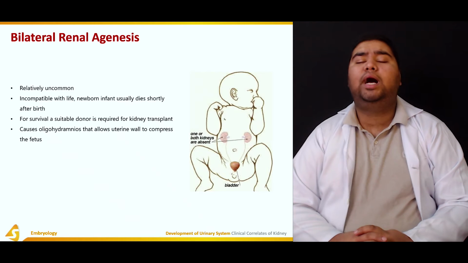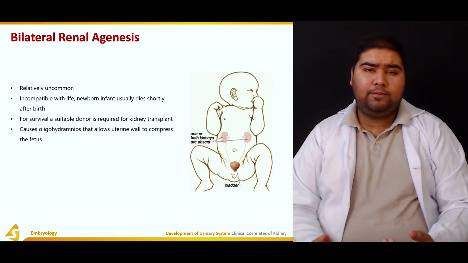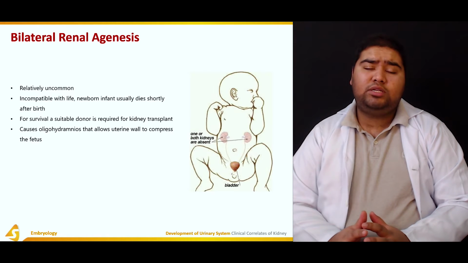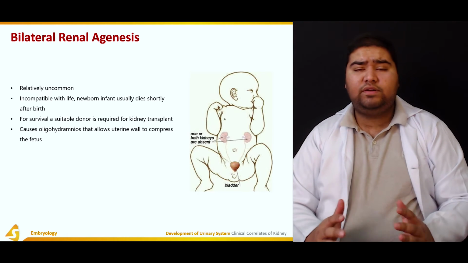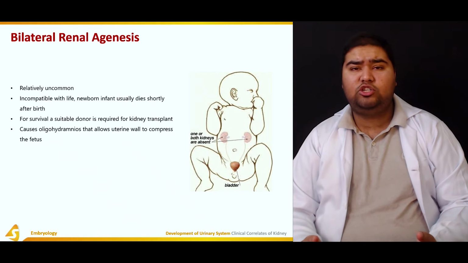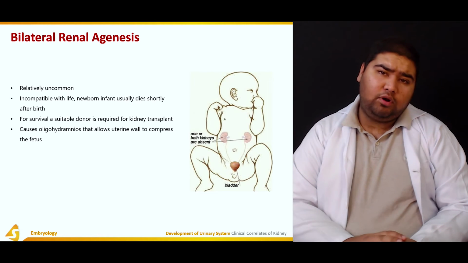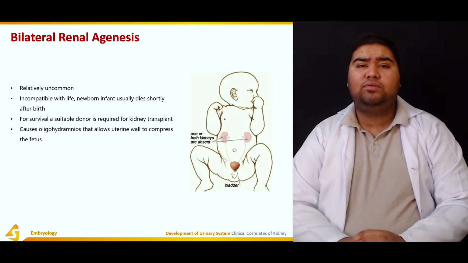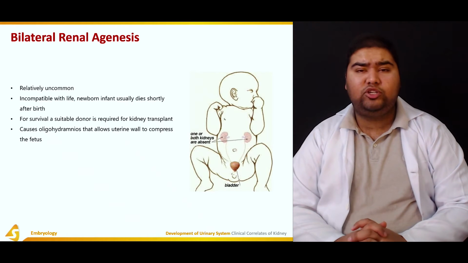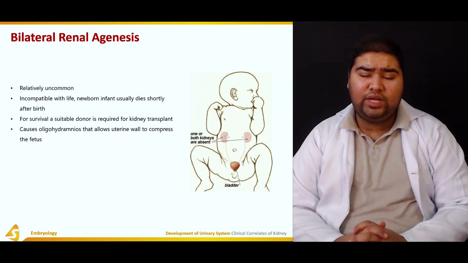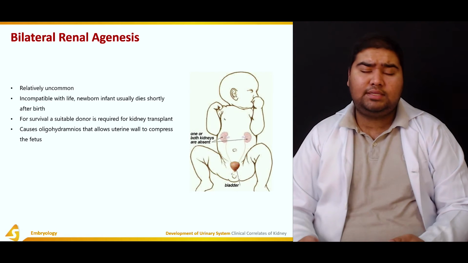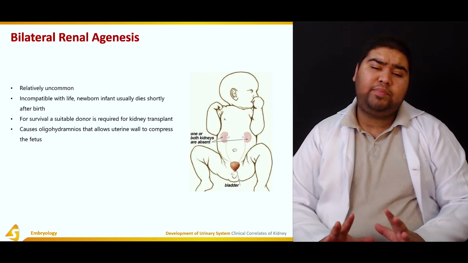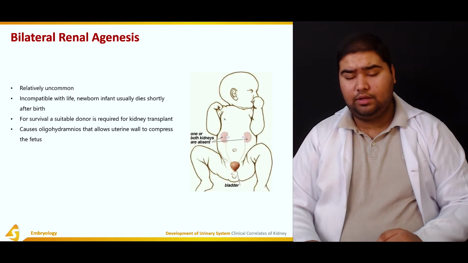So what is oligohydramnios? Amniotic fluid is present within the amniotic cavity that helps to cushion and buffer the fetus from any outside trauma. Oligo means small, so if the amount of amniotic fluid decreases, this is known as oligohydramnios, as a result of which the protective effect of this amniotic fluid on the fetus decreases, and the uterine wall can now press on the fetus, causing compression.